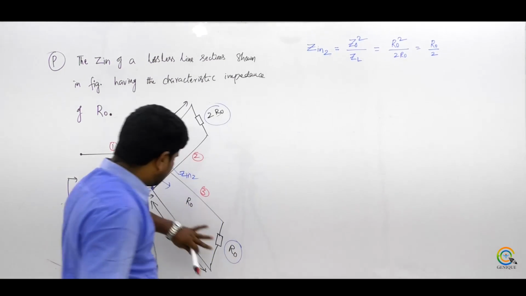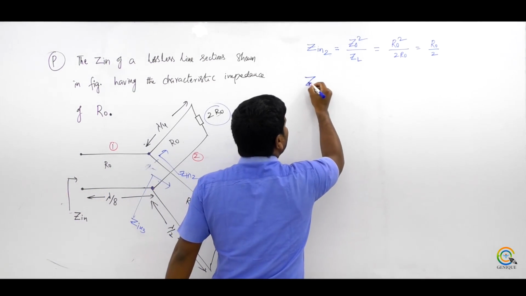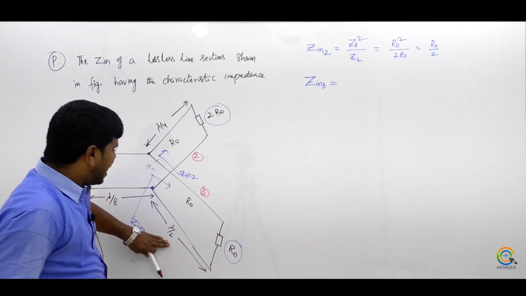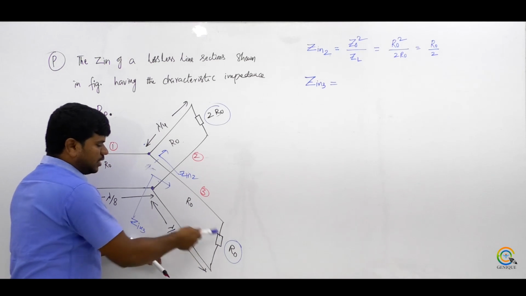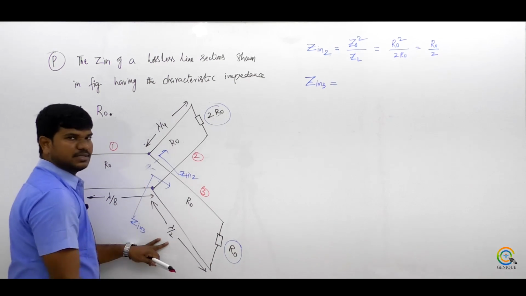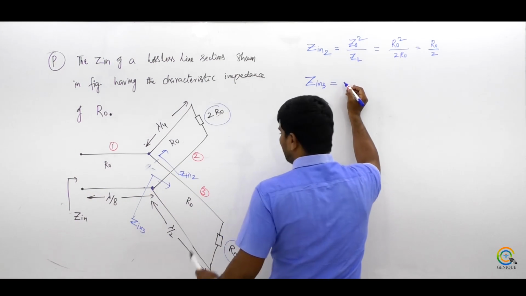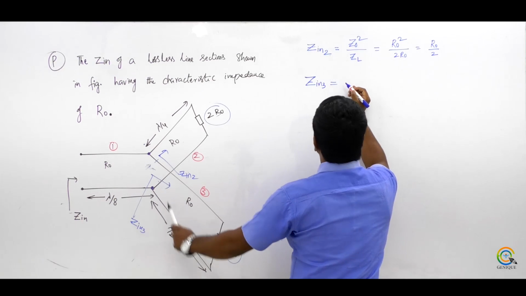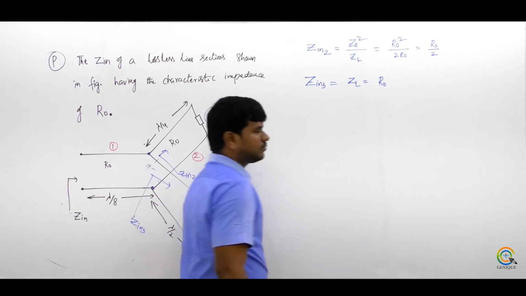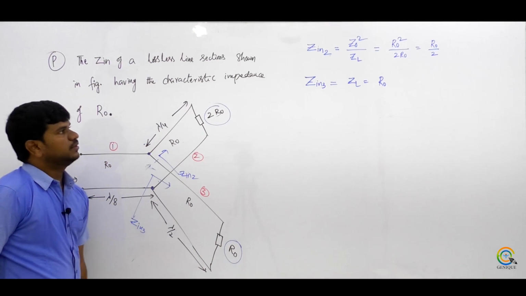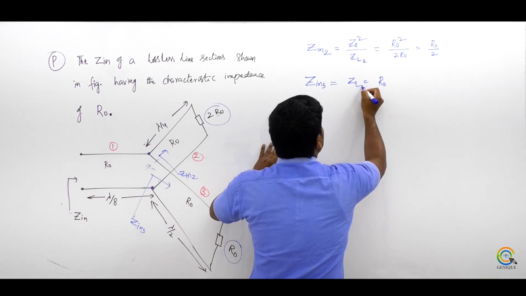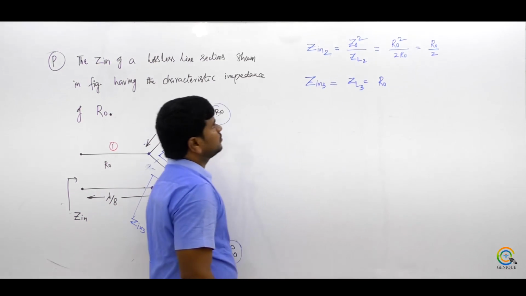Now come to the third line. What is Zin3? It is a lambda by 2 line. For the lambda by 2 line, what happens? The input impedance will be equal to the load impedance. So it is an impedance reflector. So you can write directly Zin3 is equal to ZL. ZL is equal to R0. Or otherwise you can also write ZL2 and ZL3, no problem, to avoid confusion.